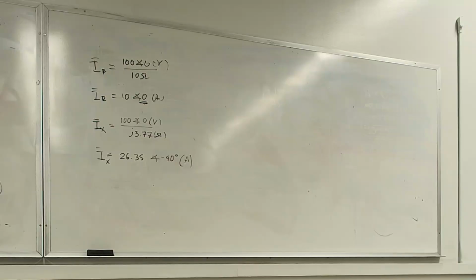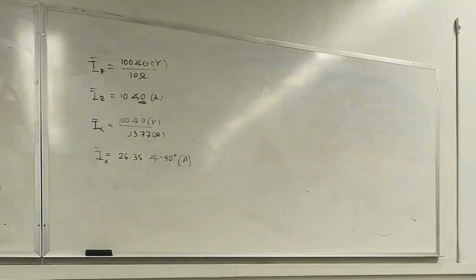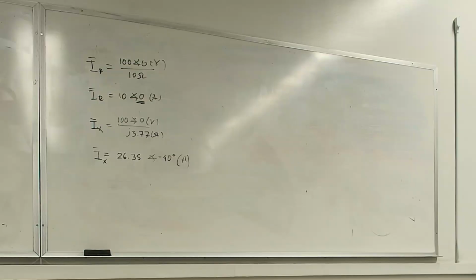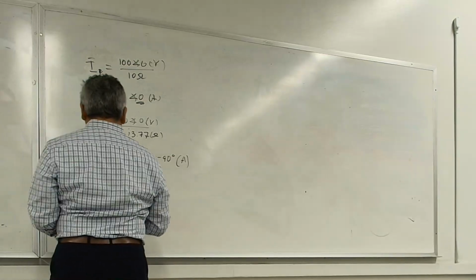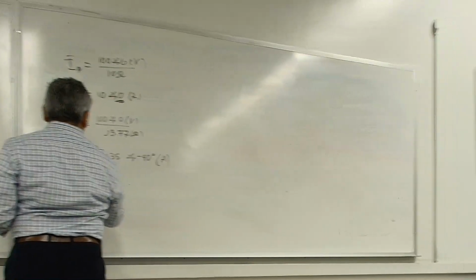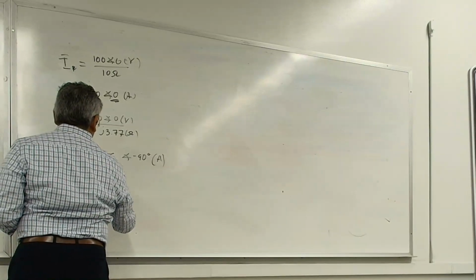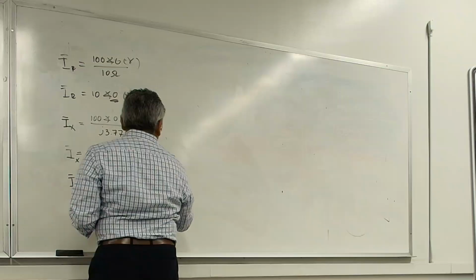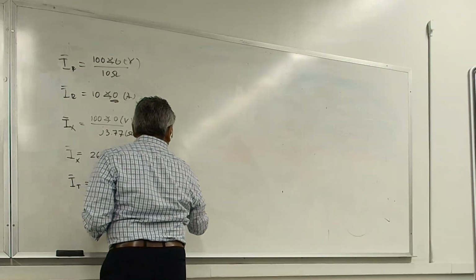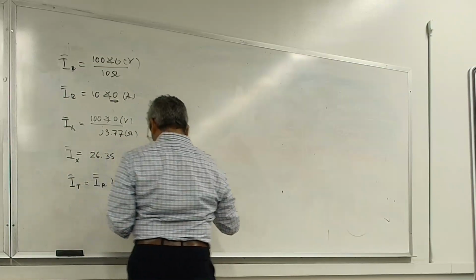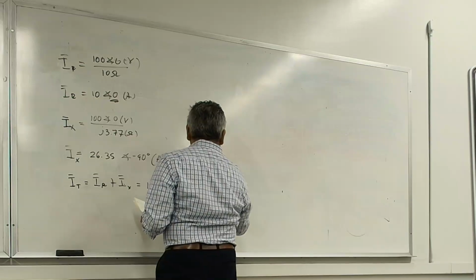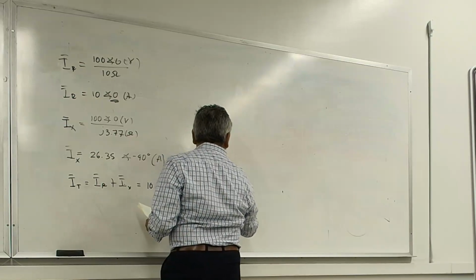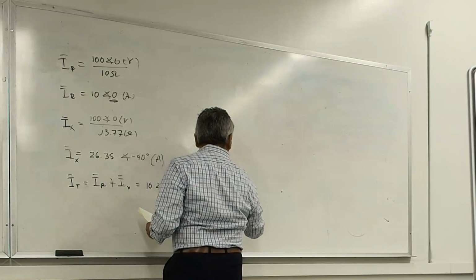I'm going to call it I total, so I'm just going to put a T right here. It's just adding these two phasors, like we did last time. I total is equal to IR phasor plus IX phasor, and that was 10 angle 0 amps plus 26.35 angle of minus 90 degrees amps.